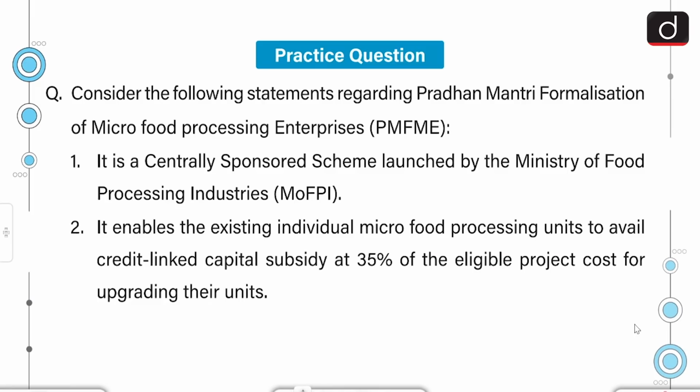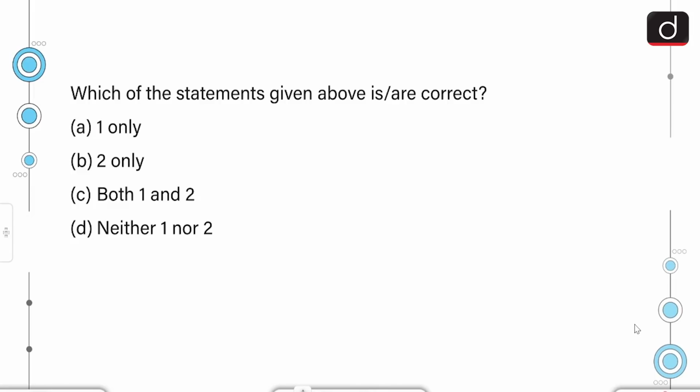Moving on, let's look at the practice question for the next segment. Consider the following statements regarding Pradhan Mantri Formalization of Micro Food Processing Enterprises. It is a centrally sponsored scheme launched by the Ministry of Food Processing Industry, and it enables the existing individual micro food processing units to avail credit-linked capital subsidy at 35% of the eligible project cost for upgrading their units. So we have to select the correct statement.